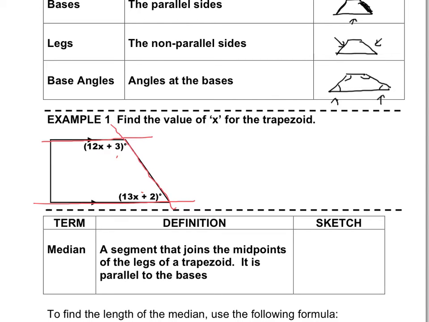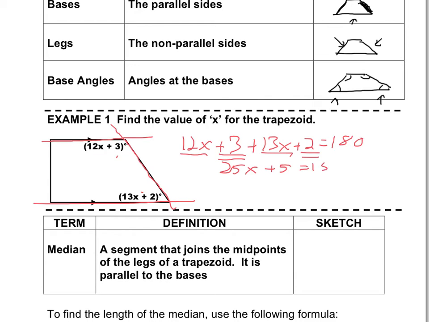So same side interior. That means if we add them together, they've got to add up to 180. So we add our like terms. 12 and 13 makes 25x. 3 and 2 makes 5 equals 180. You subtract the 5, you get 25x equals 175.